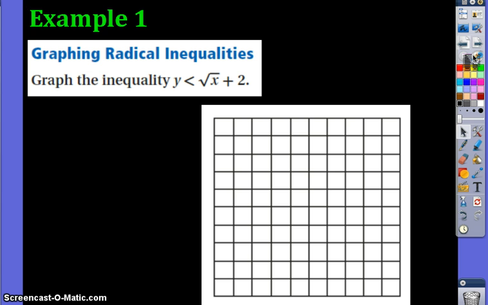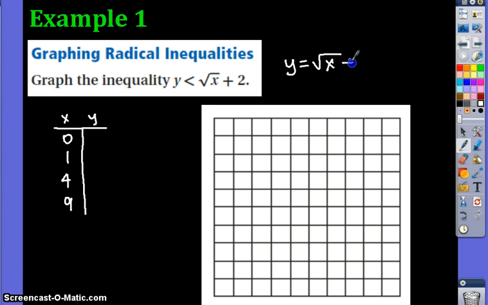We want to graph the inequality y is less than the square root of x plus 2. All right, so just remember when we graph these, we want to choose values for our domain that will be perfect squares. So like 0, 1, 4, and 9 would be good starting spots. So those are our x's and our y's over here. So what we're going to do is treat this like it's y equals the square root of x plus 2.